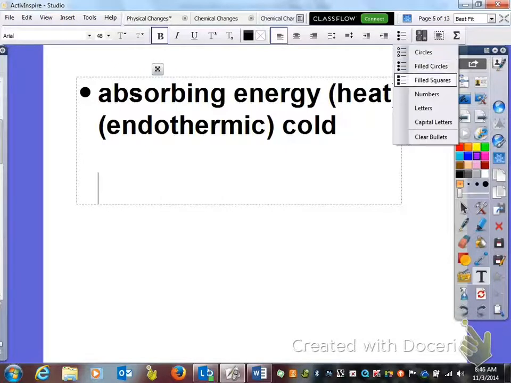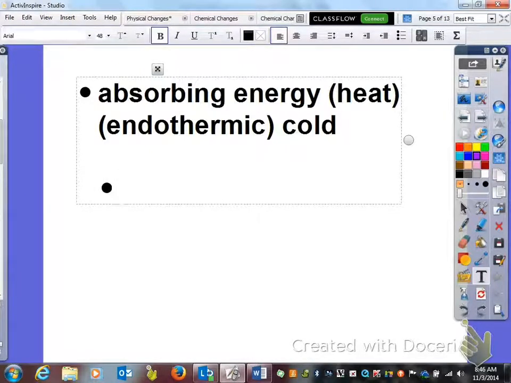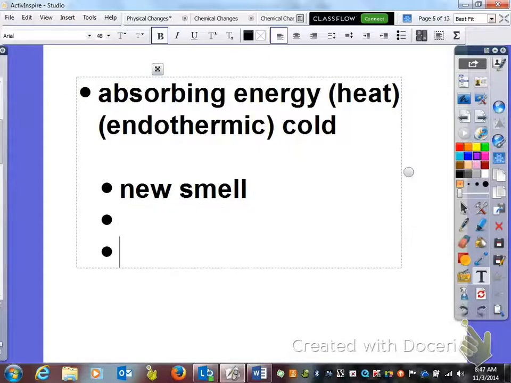Another example is a new smell. Do you remember me talking to you about the rotting fish? If you have a new smell, that is an indicator that you have a new chemical reaction. And last but not least, chemical reactions can also cause changes in sound. It'll actually cause a sound. You'll hear something exploding. That is a chemical reaction. New bonds chemically are being made, and you're going to hear a boom.